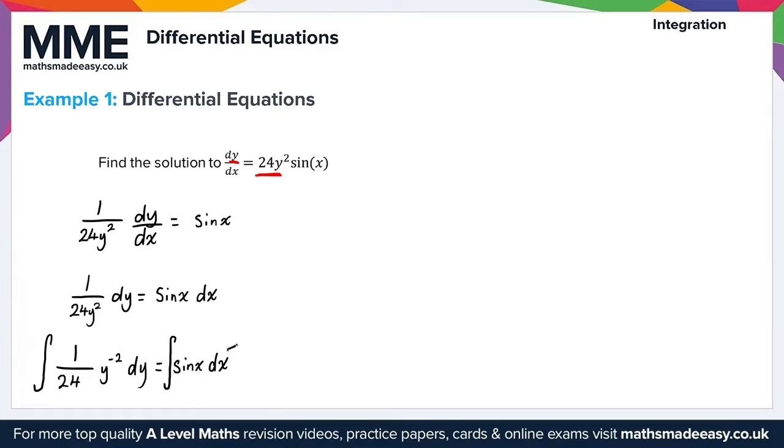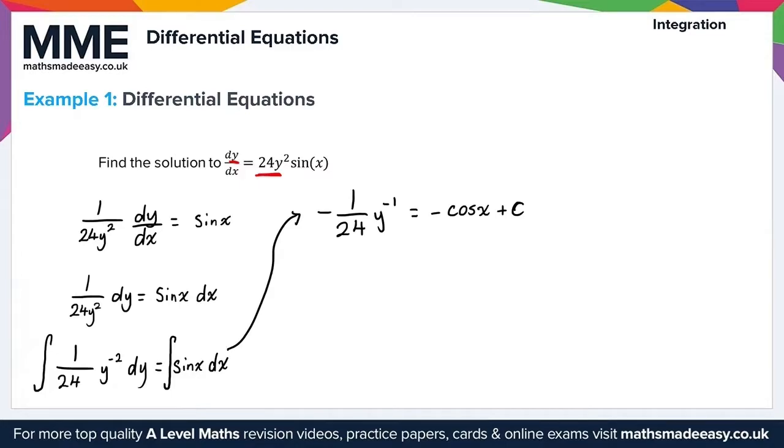So here, if we're integrating the left hand side here, well, 1 over 24 times y to the minus 2, if we integrate that here with respect to y, in that case we're just going to simply add 1 to the power and divide by the new power. And that's going to give us minus 1 over 24 times y to the minus 1 here. Okay, so that's my left hand side here, that's the result of that integral. And this is going to be equal now to the integral of sine x, and if we integrate sine x here with respect to x, we get minus cos x. Okay, and for this right hand side here, don't forget our constant of integration.